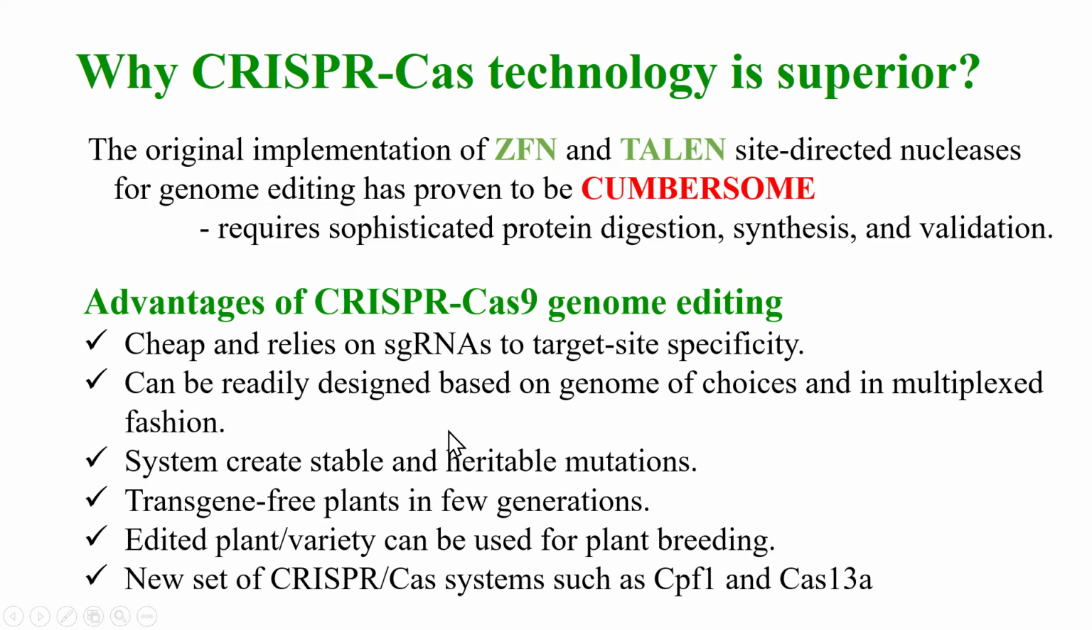Just what you do in the CRISPR-Cas complex, you add the guide RNA depending on the sequence of the gene. So the system creates a stable and heritable mutation. This is very important. When you edit the gene, the progeny, that is the edited plant, their modified DNA is heritable. That means that the mutation is stable.